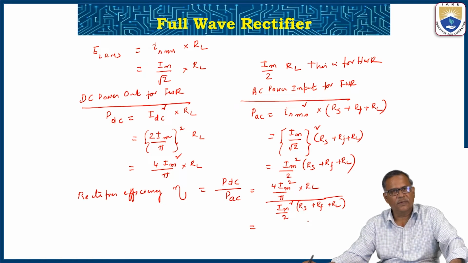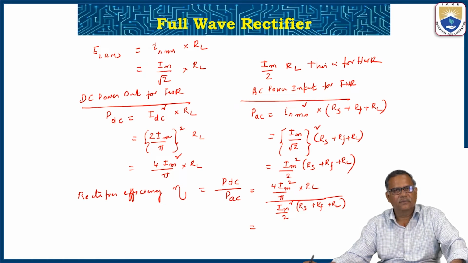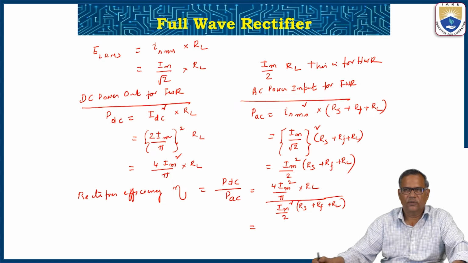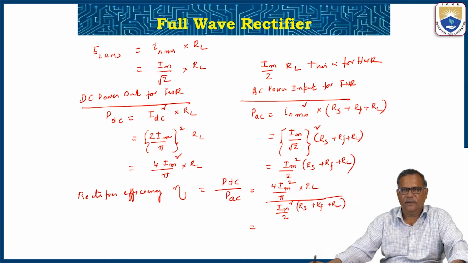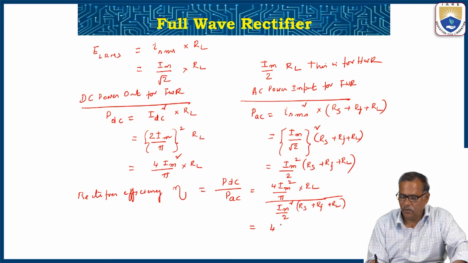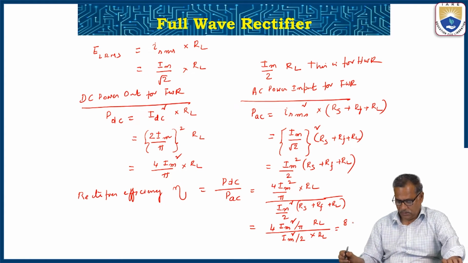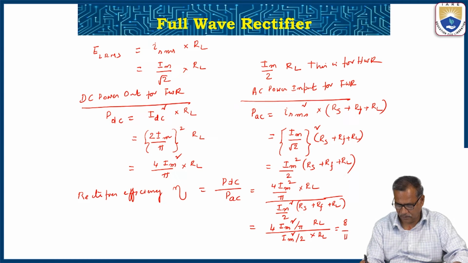Now the diode forward resistance and the transformer's secondary winding resistance are negligible compared to the load resistance. So neglecting the values of RS and RF, we get this as 4 Im square by pi square into RL divided by Im square by 2 into RL. So this will give us the value as 8 by pi square. So this will give us the value as 81.2.